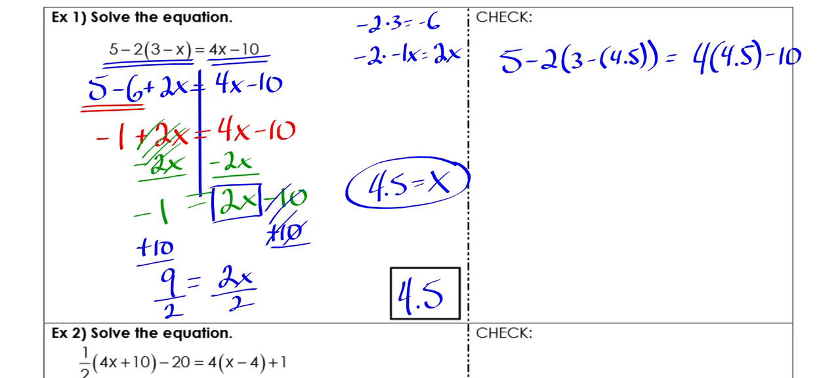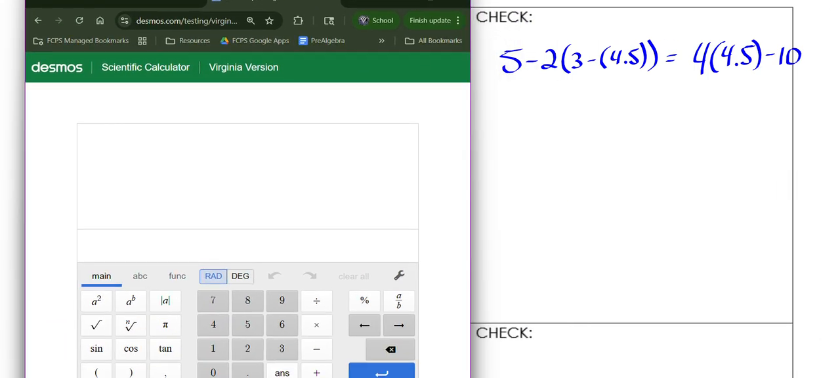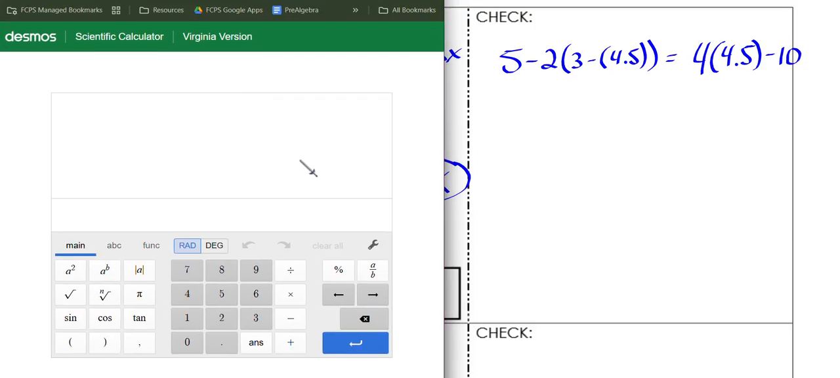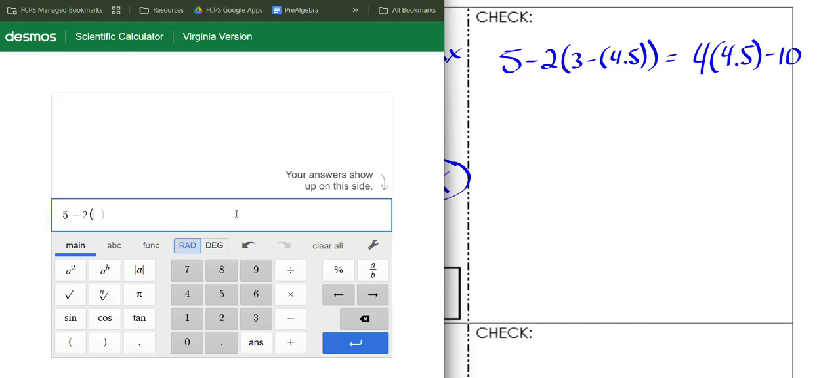You could do that by hand, but why do that by hand when we have Desmos? We might as well use it. We can't type in the entire equation. We're going to type in just the left side first. So 5 minus 2 times 3 minus 4.5. That equals 8. So when I substitute 4.5 into that side, it's 8.